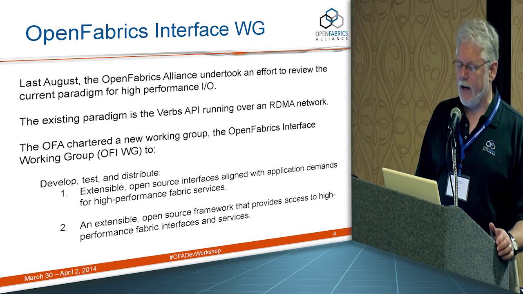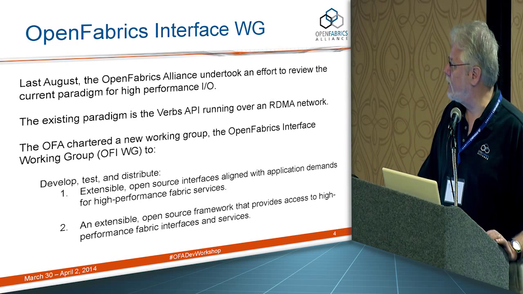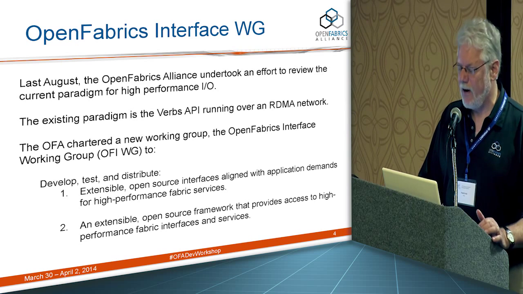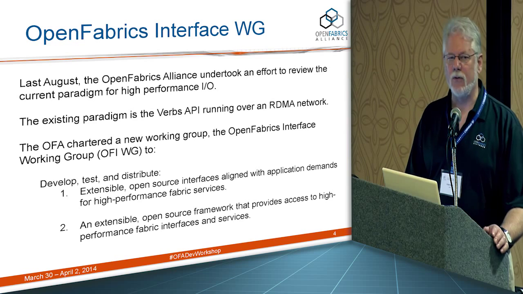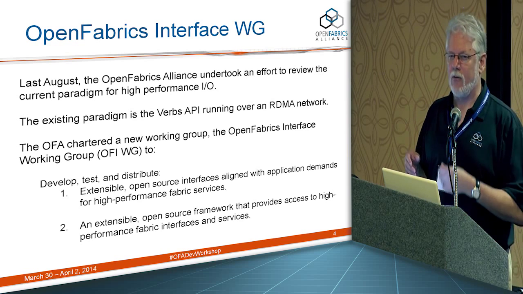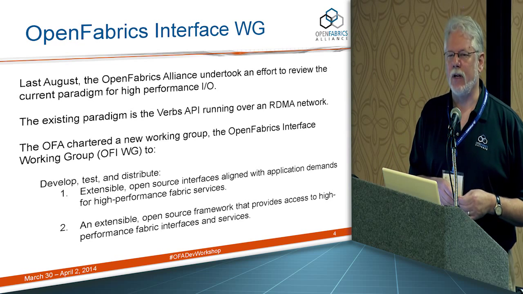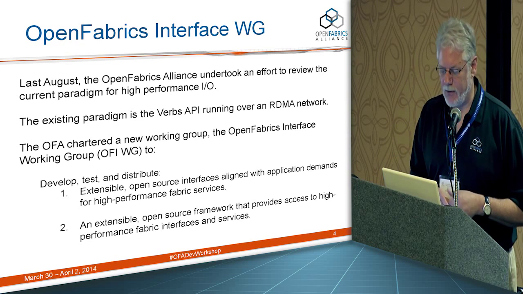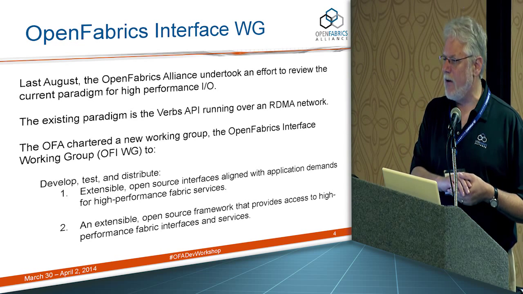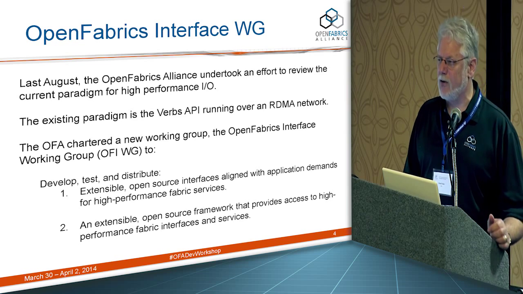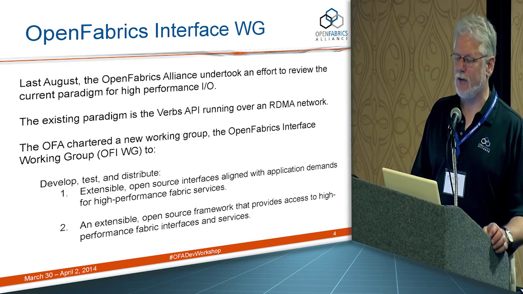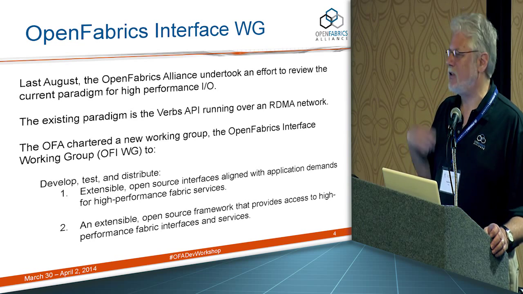This all started last August. The OpenFabrics Alliance, OFA, undertook this effort to challenge the current paradigm for high-performance I/O, which we all know today is verbs running over some form of an RDMA network, predominantly IB, but it could be RoCE or it could be iWARP, something like that. So in order to address this new paradigm, what the OFA did was charter this new working group, which at the time was called the Open Framework Working Group, which has since changed its name.